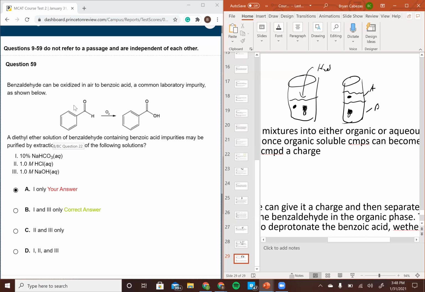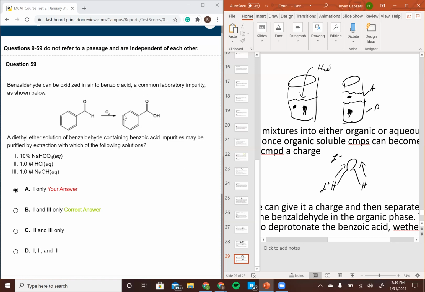Okay, so the question is asking us, hey, let's separate these two things. How can you do that? Well, guys, remember, if something has a charge on it, it's most likely going to be attracted to dipoles. Remember, dipoles are just an uneven distribution of an electron cloud. For example, water is a really good polar solvent because the oxygen is so electronegative that it pulls all the electron density to itself, making it partially negative, and the hydrogens are going to have a partial positive charge. So if you were to throw a charge onto this benzoic acid, then it would be really attracted to a polar solvent like water.